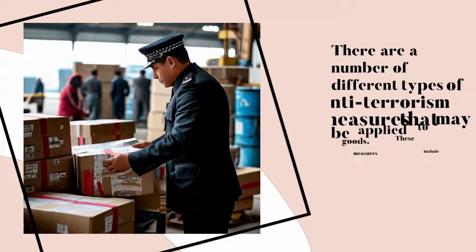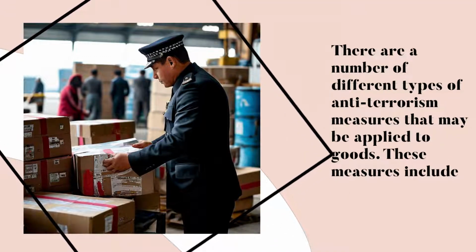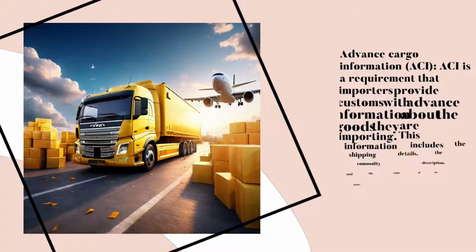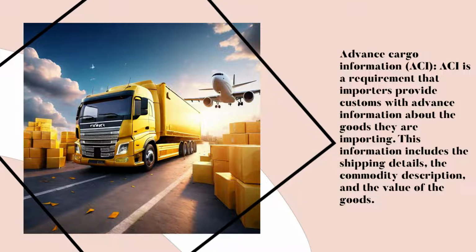There are a number of different types of anti-terrorism measures that may be applied to goods. These measures include Advance Cargo Information, ACI. ACI is a requirement that importers provide customs with advance information about the goods they are importing. This information includes the shipping details, the commodity description, and the value of the goods.